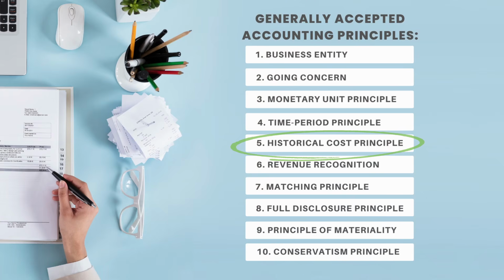Next one is historical costs. So this means that in the books, you're recording things for the cost that they were purchased. If your client bought a piece of land and it goes up in value, or if they bought a car or something and it goes down in value, it's important that you record it for whatever your client bought it for.